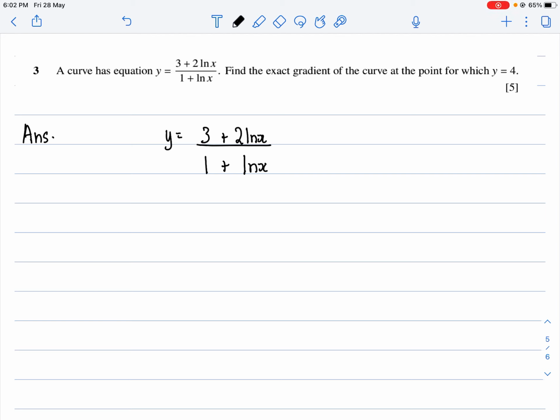This is the third question of the paper. They have given you an equation of the curve. They have asked to find the exact gradient of the curve where y equals 4. So now when my y is 4, I need to calculate my x.